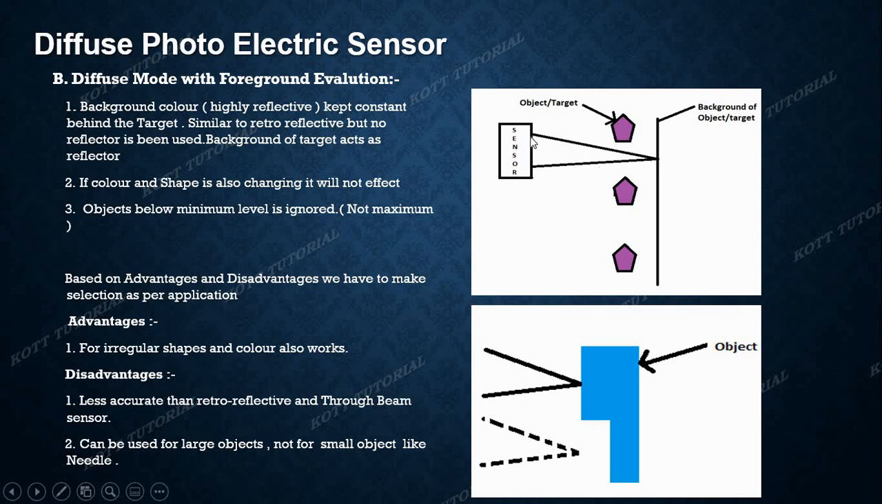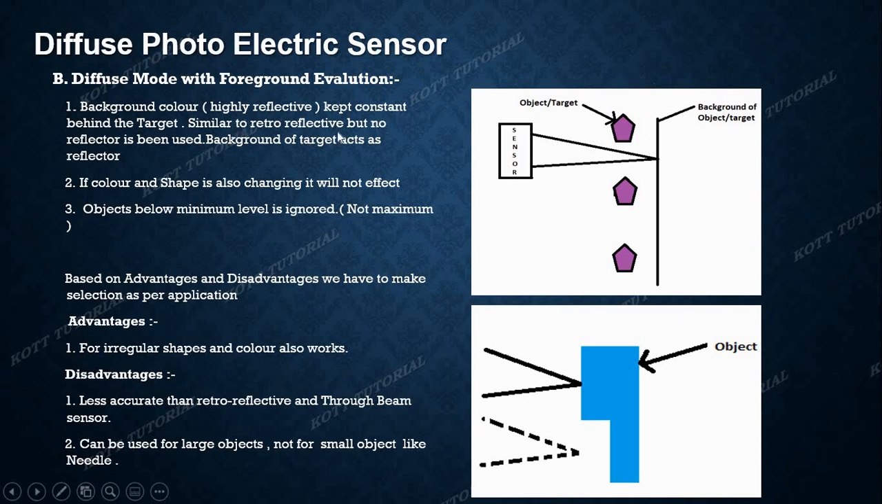Over here we can see the sensor is detecting the light reflected from the background of the product. If the product comes over here between the background and the sensor, the sensor will detect the product. Means as the light gets cut off, the sensor will detect. Means it is independent of the product, that is the foreground, and it depends only upon the background. It works completely on the background. Background color, see over here the background color must be reflective, kept at a constant distance.